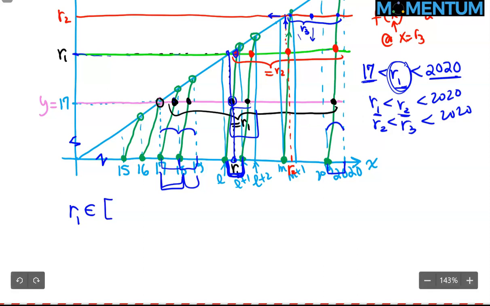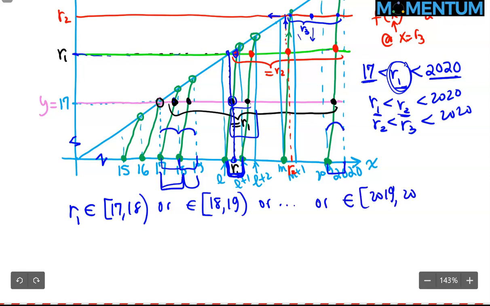So it is either 17 to 18. Oops, this side is an open interval, or R1 is in 18 to 19, and so on, right? Do you guys agree? Or dot dot dot, or R1 is in 2019 to 2020.